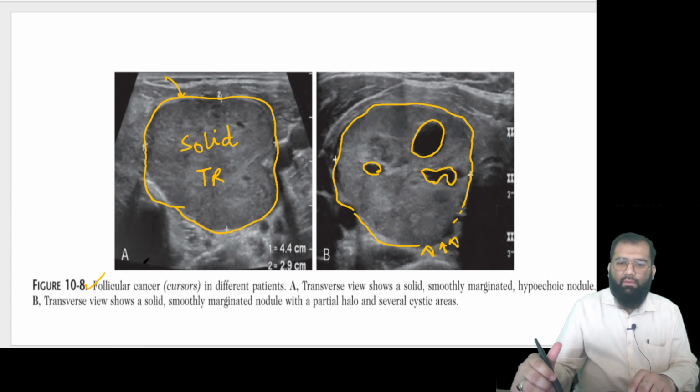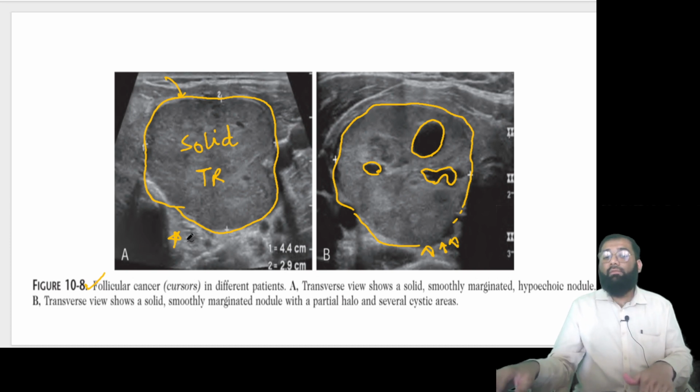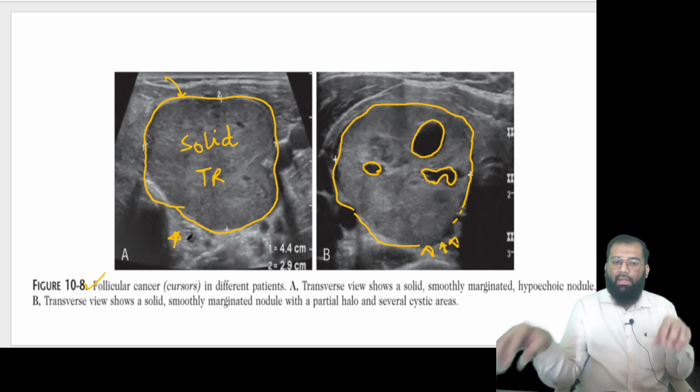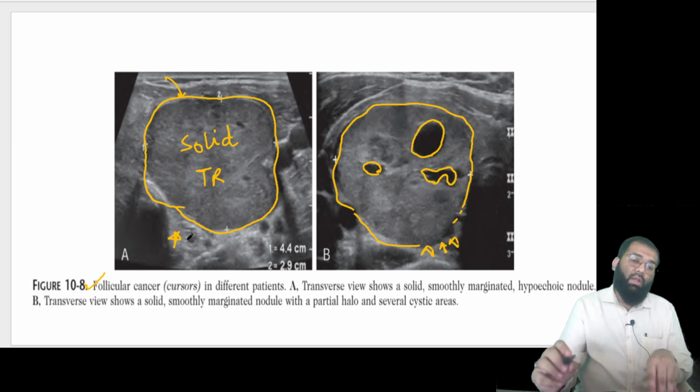Okay, very important. So whenever you have such a lesion which is solid, okay, even if it is hyperechoic, but if you see that the halo is interrupted, the peripheral halo is small in size, then always get an FNA done to rule out neoplasms. Okay.